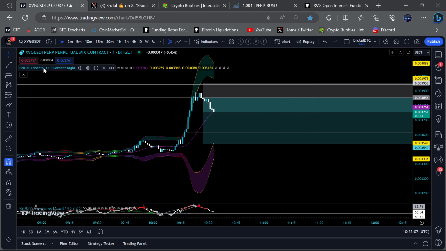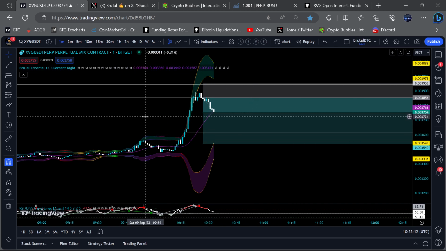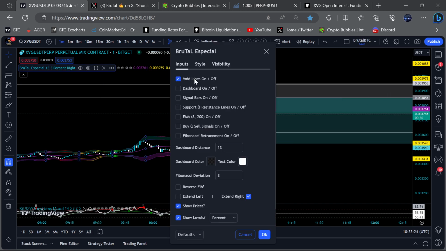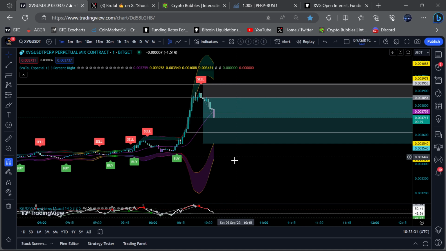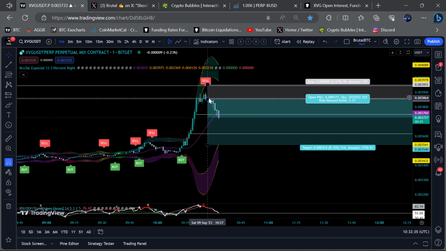Also, I opened these. This is my own indicator, and I will share this on Twitter as well. Currently, it is given in Discord, but I might share it later on Twitter as well. Whenever you're using this, you just have to turn on these settings for the scalping. Just open the white lines, or you can open signal bars as well, buy and sell signals. Like it gave a signal over here, and you see I have just opened a short after that.